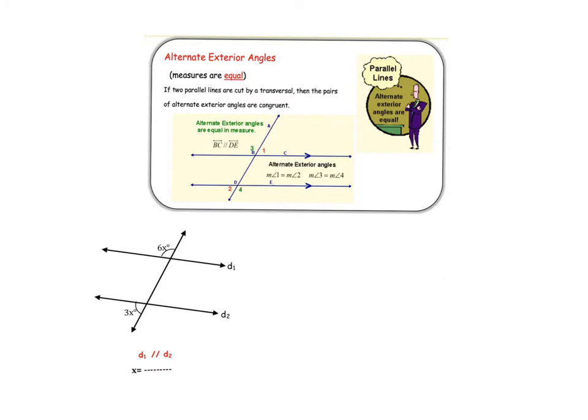In the given question, we can find x using alternate exterior angles. When you move 6x from here to here, this angle will also be 6x, and 3x plus 6x is equal to 180 because they are supplementary angles. So we can write 9x equals 180 and x is equal to 20.